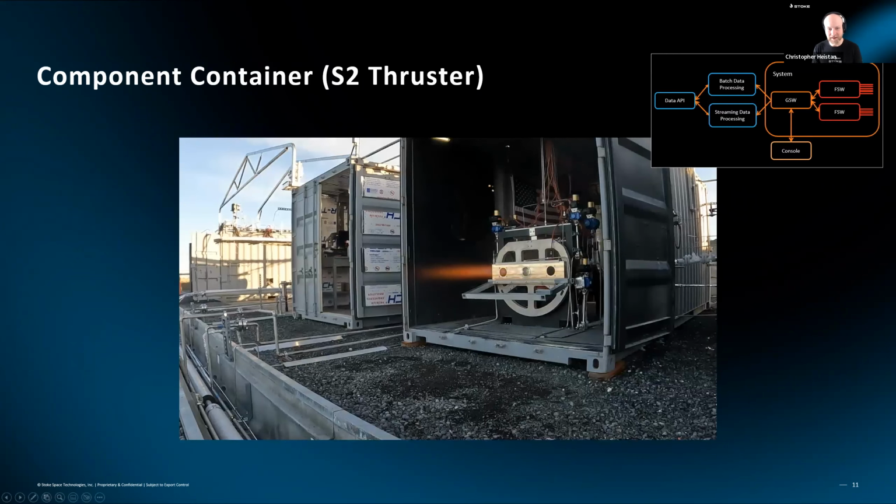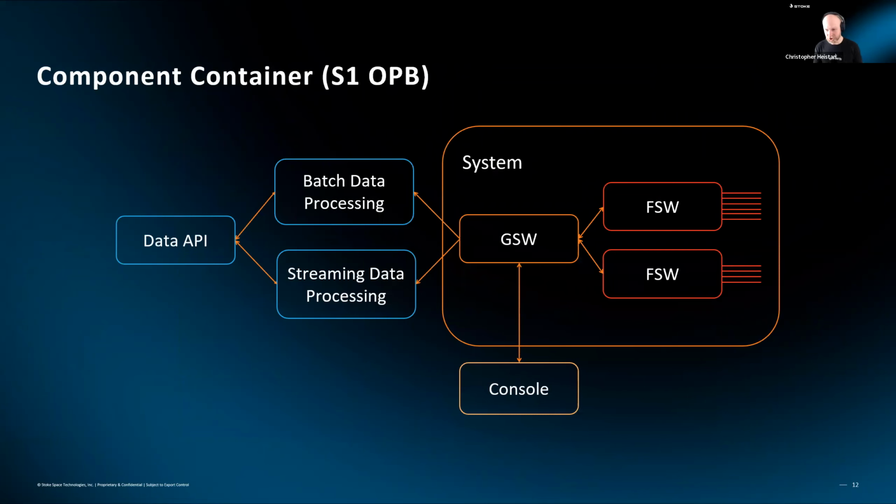This is the component container with a second stage thruster. An individual thruster, we have 30 thrusters on our actual engine. So this is an acceptance test of one of them. We have flight software controlling, ground software running the sequence, an operator on console, and as soon as the test ends, all that data gets shipped out through the data API, and people are able to review.